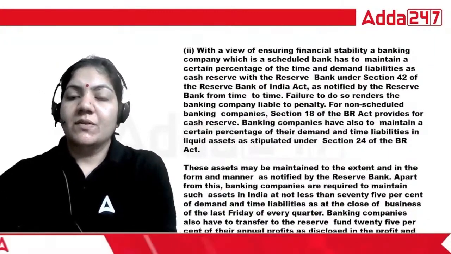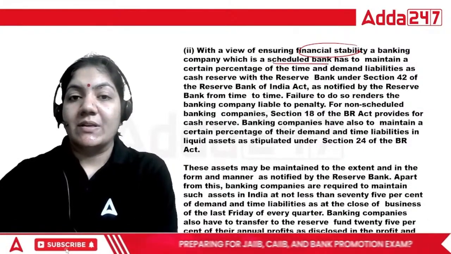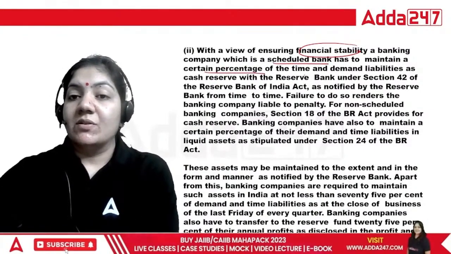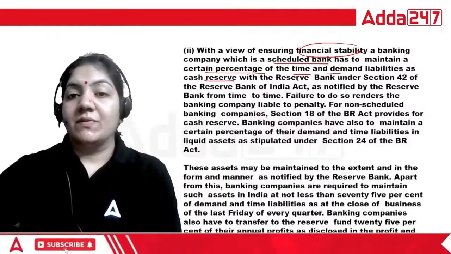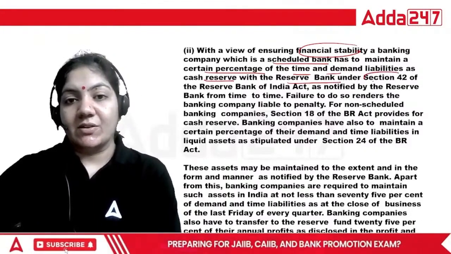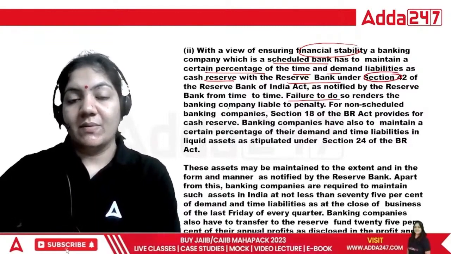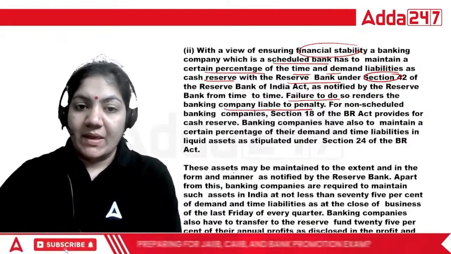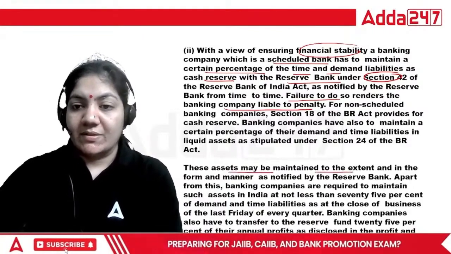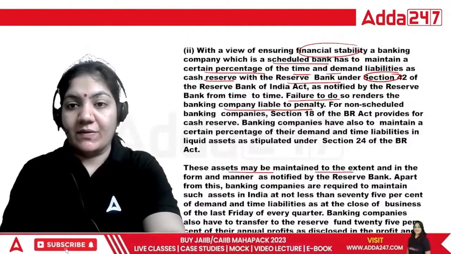With a view to ensuring the financial stability of a banking company, a scheduled bank has to maintain a certain percentage of time and demand liabilities as a cash reserve with the Reserve Bank of India under Section 42 of this Act. Failure to do so renders the banking company liable to a penalty. The assets may be maintained to the extent and in the form and manner notified by the Reserve Bank of India.